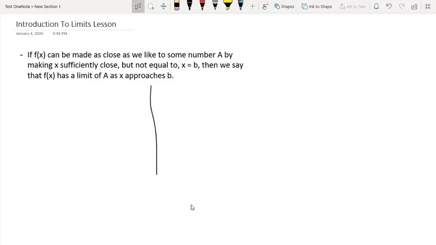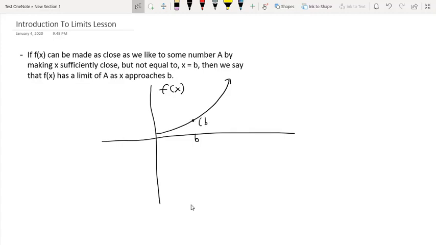So let me draw a little scale here. And let's say we had some function f of x here. We don't have to say exactly what it is, it's just some function f of x. And we have some x coordinate here, which is b. This is the x coordinate b. And therefore on the graph what we have is the point b, f of b.